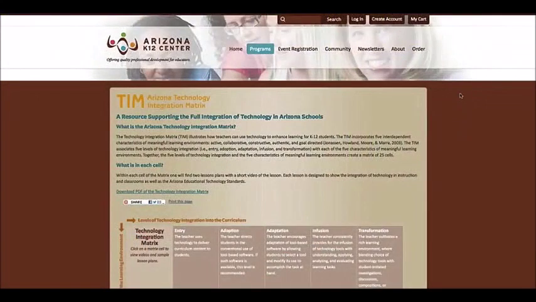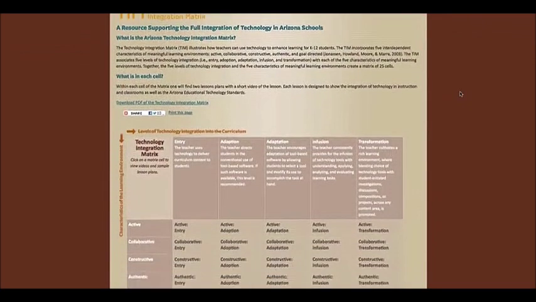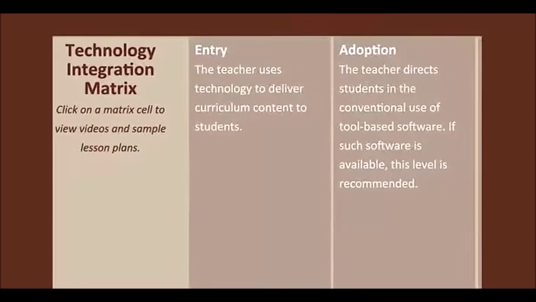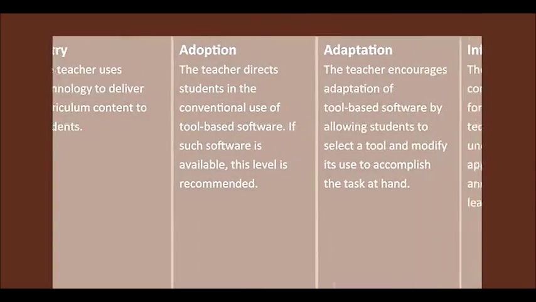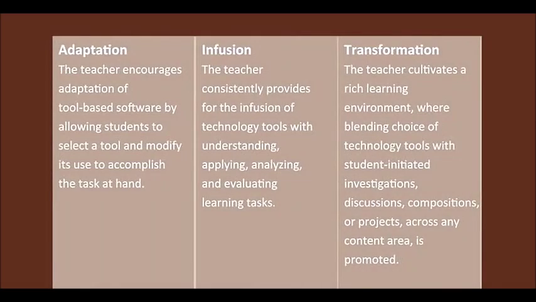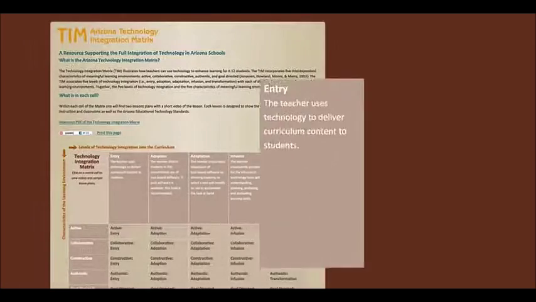TIM is an active matrix where you'll find amazing models of what it can look like when technology is integrated in all levels of instruction and learning environments. No matter where you are, this matrix reflects all levels of skills and experience. You'll find 5 different levels of technology integration. To begin, ask yourself, how comfortable are you with using technology in the classroom?